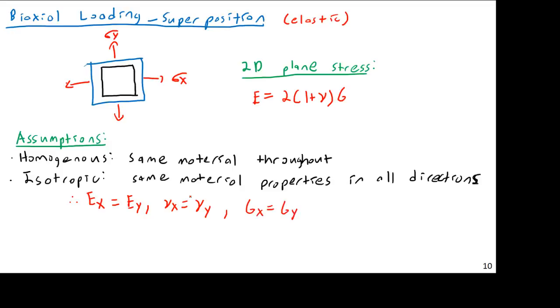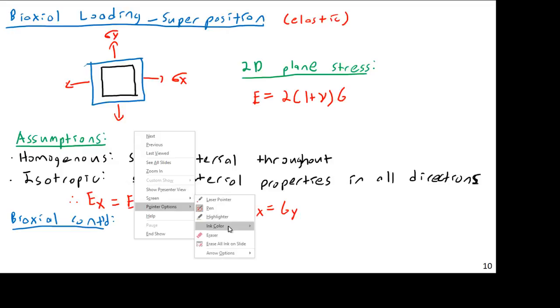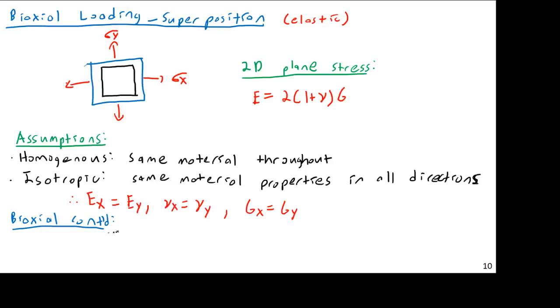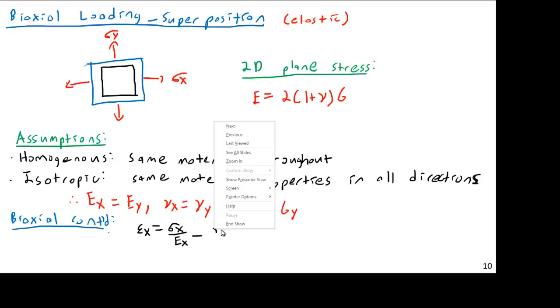All right. So, some biaxial loading continued. Some equations of biaxial loading, continued. So from this, if we do a lot of derivation, we can find, let's see, I don't know if it'll work all the way through the derivation, but here's the result of it. Epsilon x is equal to sigma x over E_x minus Poisson's ratio times sigma y over E_y.